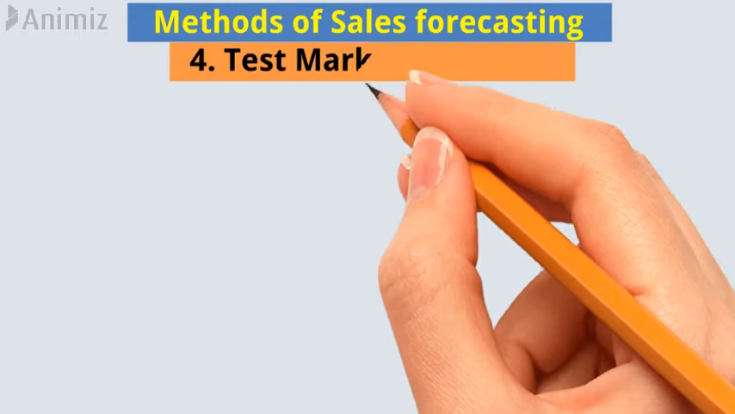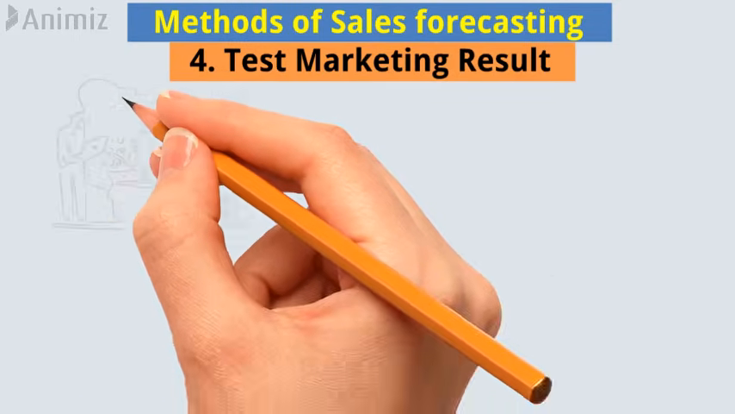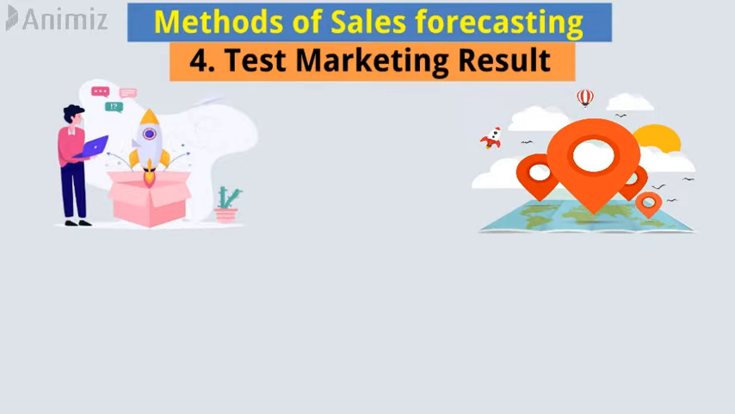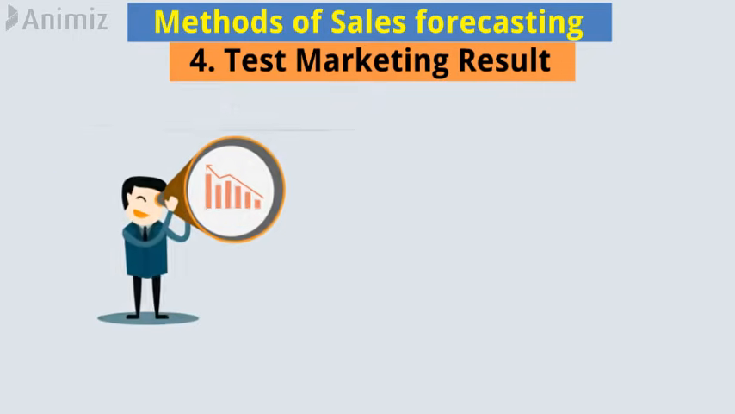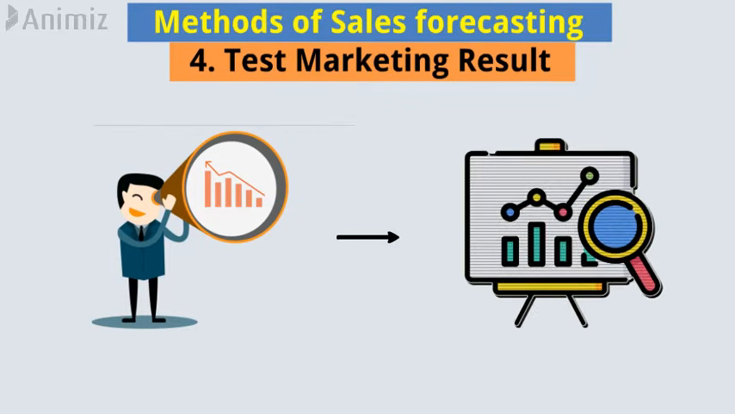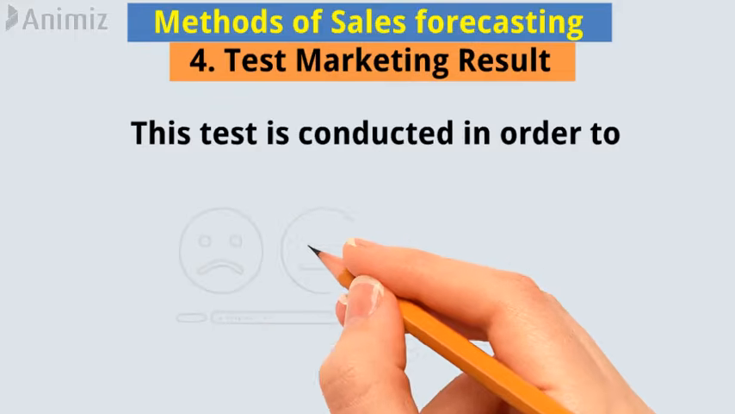4. Test marketing result. In the market test method, products are presented in a limited geographical area, and the result is studied. Then a sales forecast is made based on this result. This test is conducted in order to understand the market feedback.